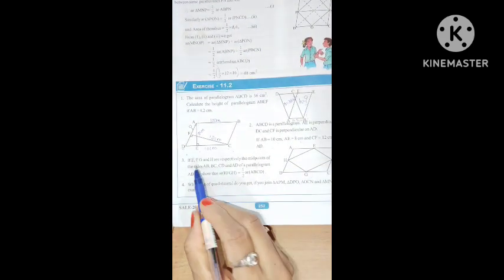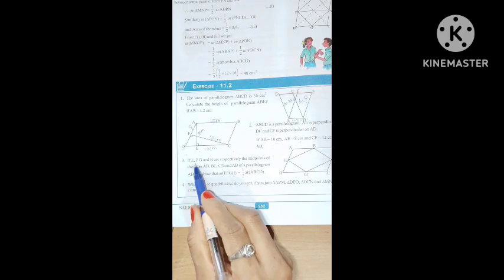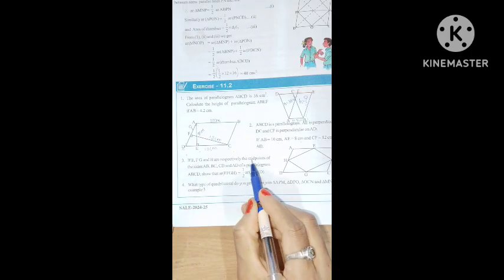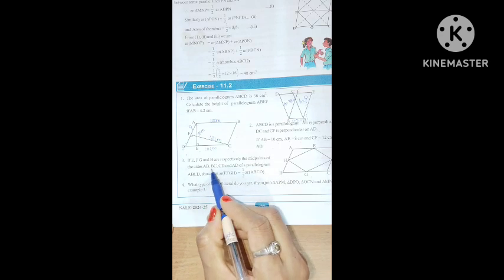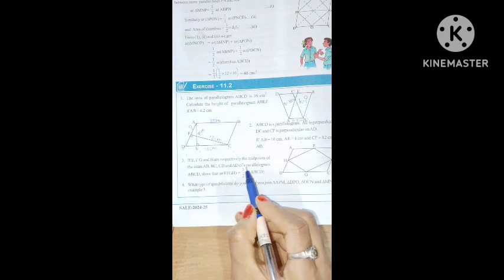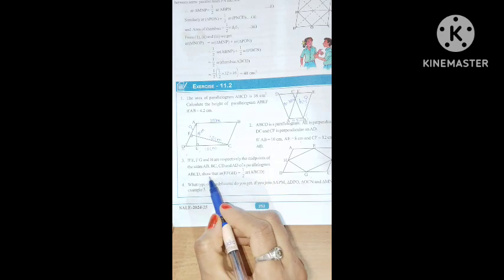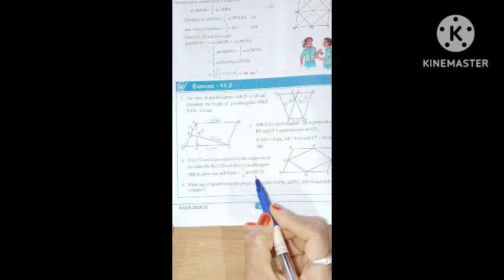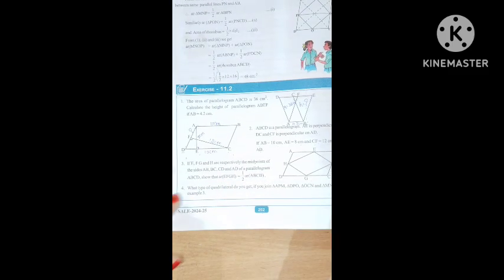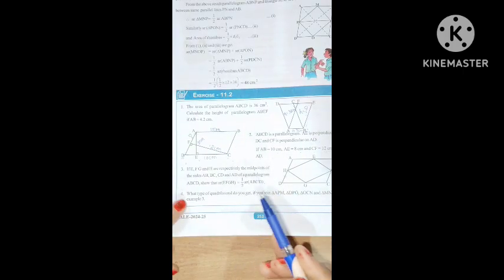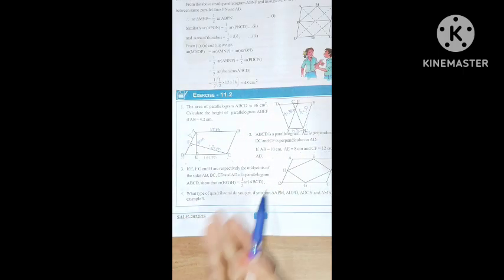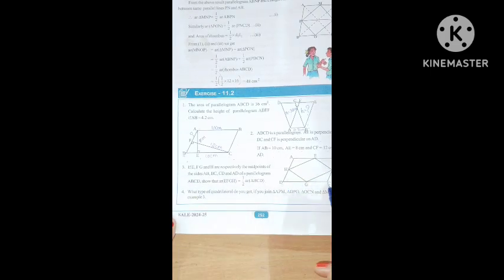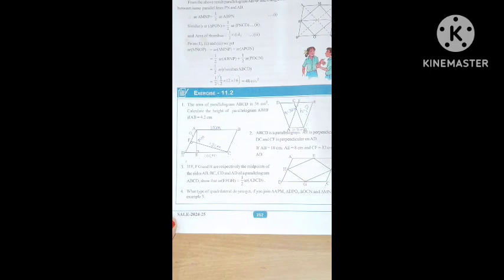Third question. If E, F, G and H are respectively the midpoints of the sides AB, BC, CD and AD of a parallelogram ABCD, show that area EFGH equals half of the area ABCD. This is the question. First I will explain this question. What is given, what is asked in this problem. One figure is given. This is the figure.